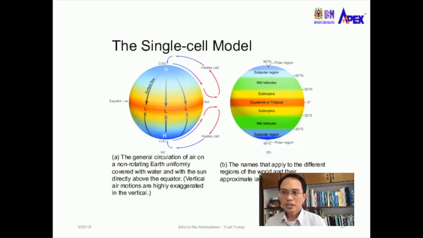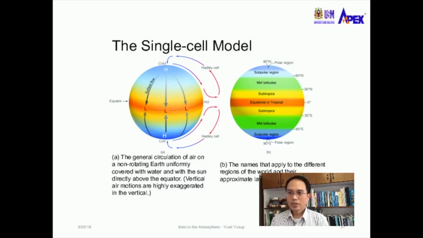Based on the assumptions, we see that in the left diagram, the middle is where it's going to be hot, and hot air would rise into the upper atmosphere and be carried southward or northward. Let's use the southern hemisphere as an example.